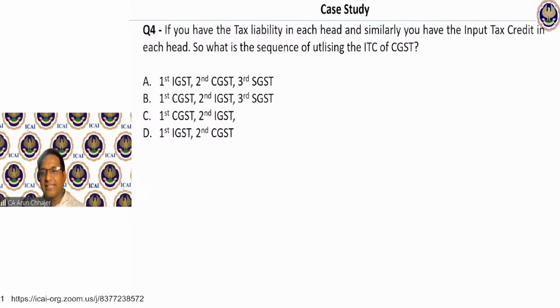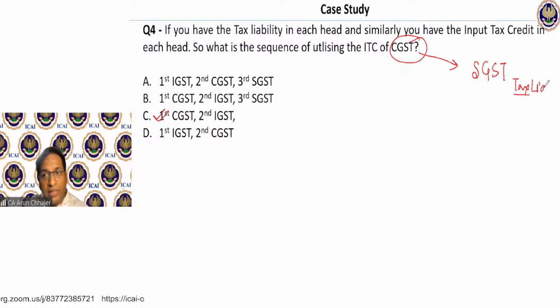If you have the tax liability in each head, it means you have the liability in IGST, CGST and SGST. Similarly, you have the ITC in each head. What is the sequence for utilizing the ITC of CGST? Tell me one answer. Yes, absolutely correct. Abrakesh is absolutely correct. The right answer is C. Why? Tell me one thing. Can ITC of the CGST be given to SGST ka tax liability? Will the ITC of the CGST be able to donate to the SGST ka tax liability?